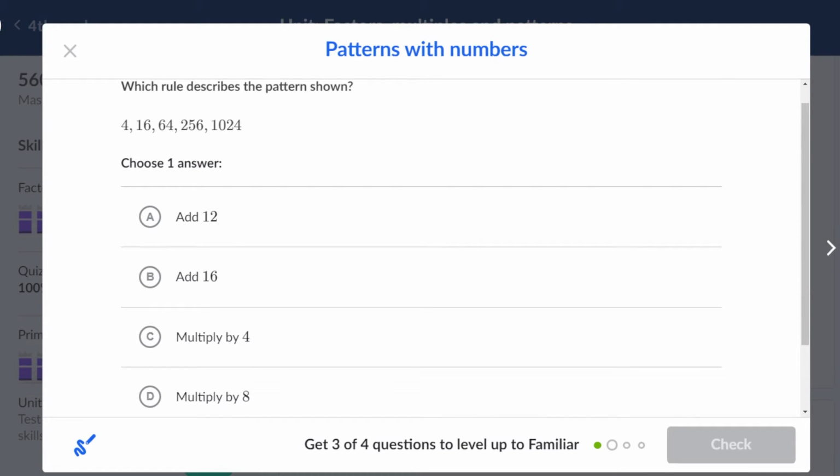Okay, well, it looks to me like we're definitely not adding 12. We do add 12 the first time, but the number gets way too big, way too fast for us to be adding 12 every time. Same thing with adding 16. Looks to me like we're multiplying by 4 with every successive number.